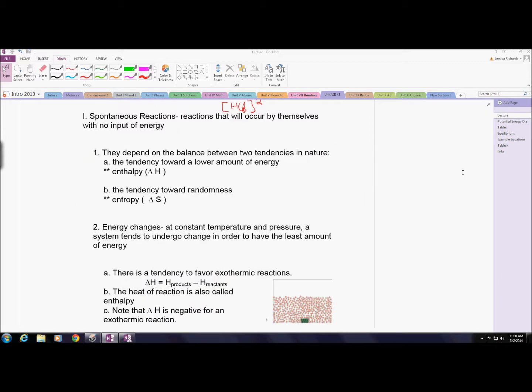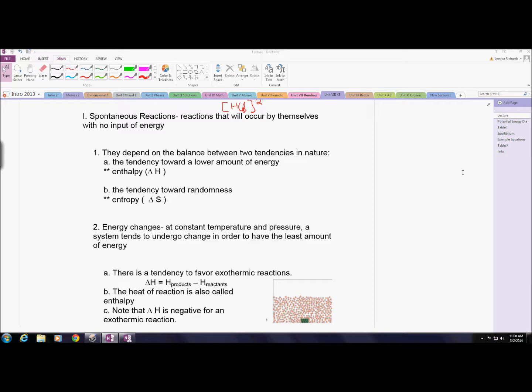We're also going to talk about whether a reaction is spontaneous or not, and the definition of spontaneous is that the reactions will occur by themselves with no input of energy. But we know that all reactions have some kind of activation energy to get them started. What they mean by this with a spontaneous reaction is that they don't need anything extra than what is already in their environment. So if the air around them has enough energy to get them started without us having to add any extra heat from a burner flame, then that reaction would be spontaneous.